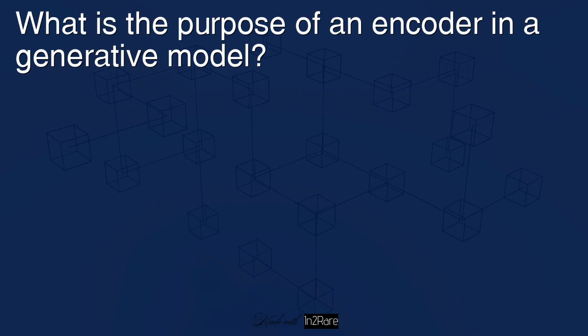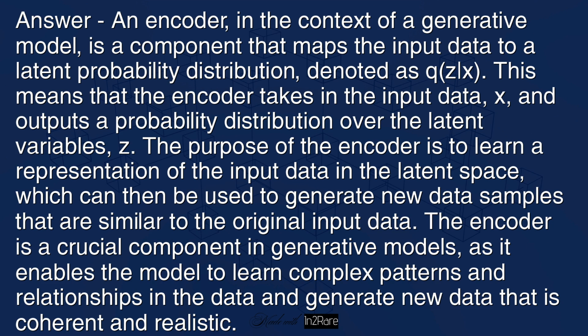What is the purpose of an encoder in a generative model? Answer: an encoder, in the context of a generative model, is a component that maps the input data to a latent probability distribution denoted as q(z|x). This means that the encoder takes in the input data x and outputs a probability distribution over the latent variables z. The purpose of the encoder is to learn a representation of the input data in the latent space, which can then be used to generate new data samples that are similar to the original input data.